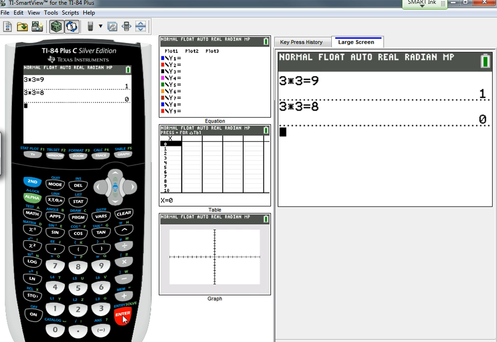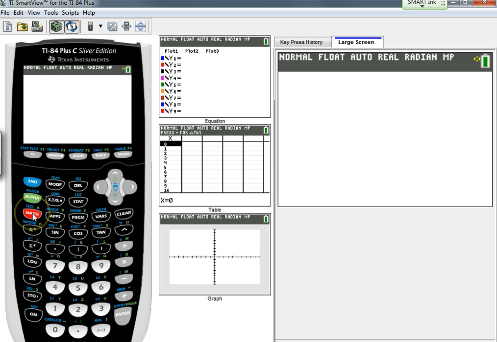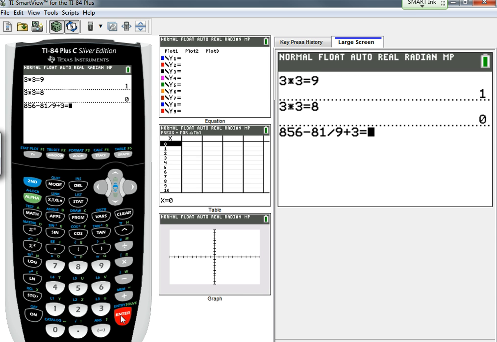So chances are, if you just type in random things, 856 minus 81 divided by 9 plus 3, and then you put an equal sign. Oh, let's see. And I just randomly put 64. I bet that I am wrong. It's true, I am wrong. So 856 minus 81 divided by 9 plus 3 equals 64 is not true.